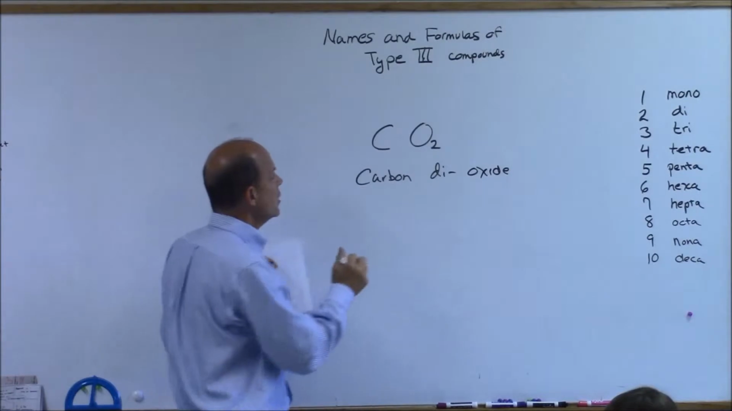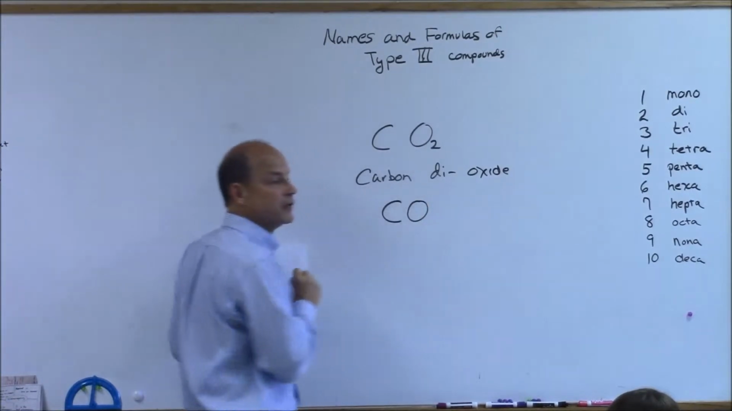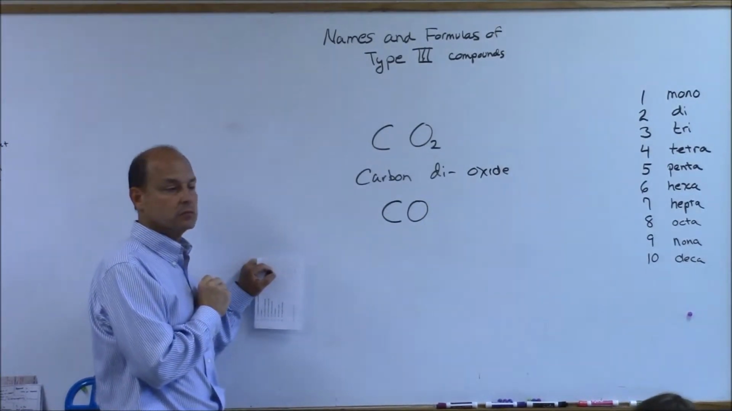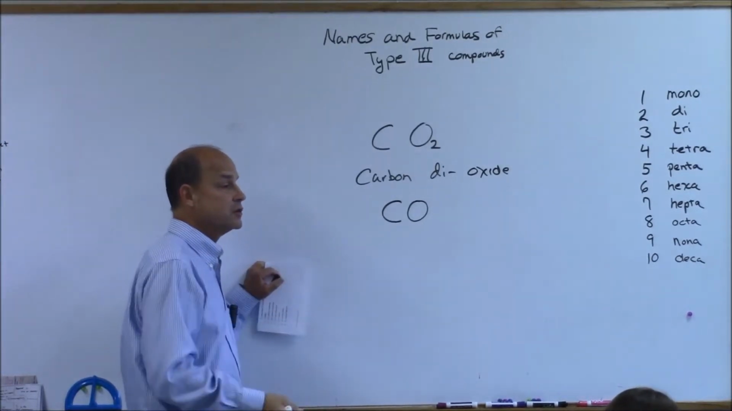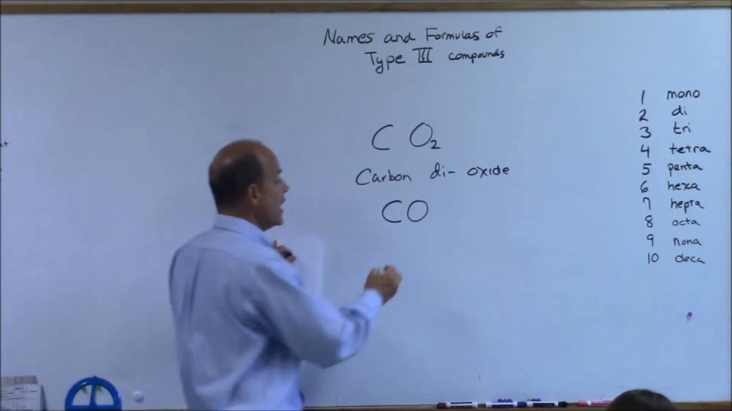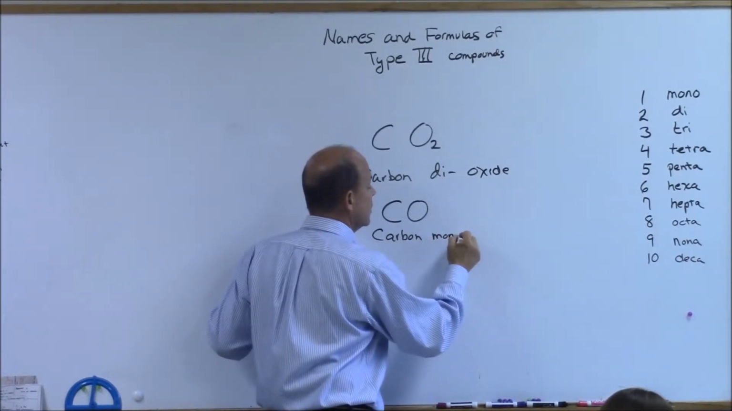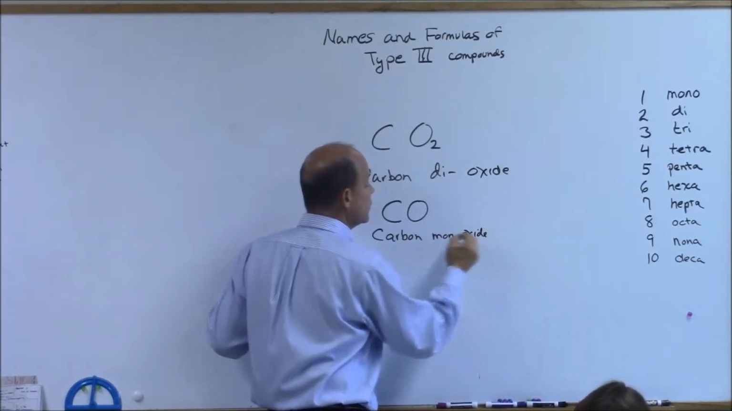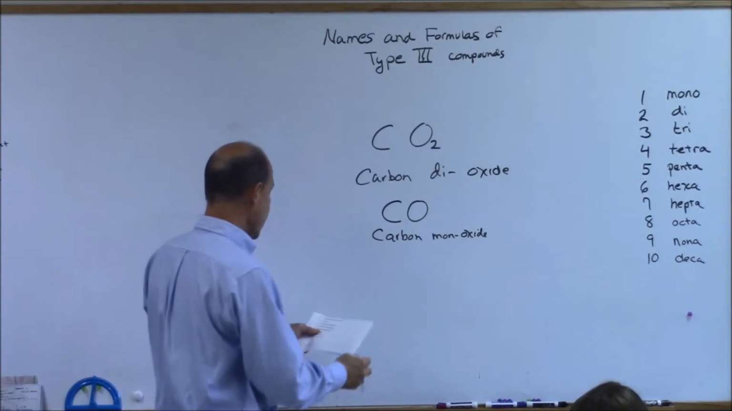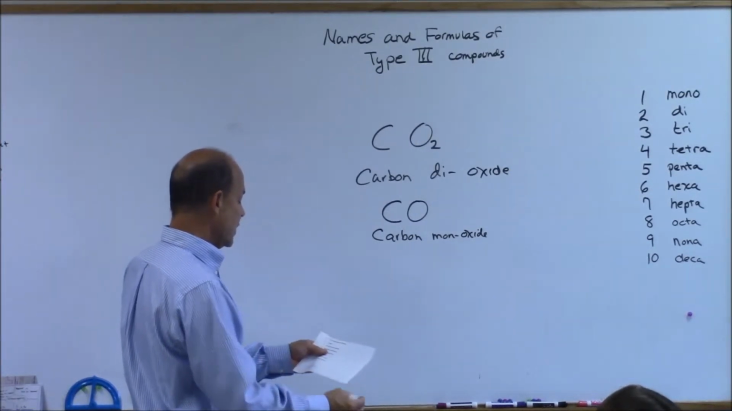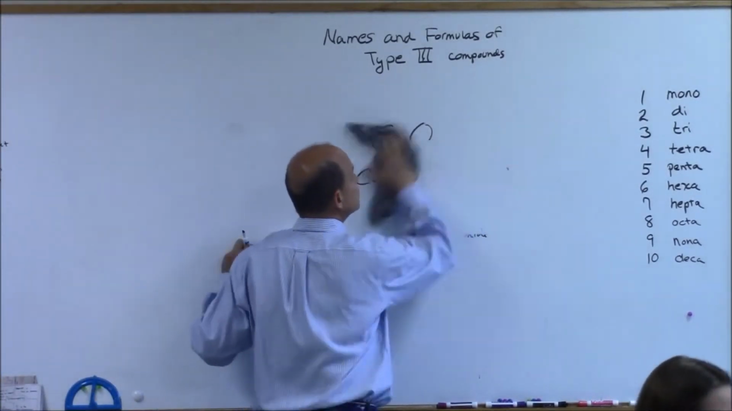Let's try another one. What if I said just CO? Carbon monoxide, right? That's if you run the car in the garage with the garage door closed, your car's putting out a lot of carbon monoxide. That's what's going to kill you, carbon monoxide. Monoxide. So there's just one oxygen there. Let me take some examples here. Let me get one where there's a prefix in front of both words. All right. Let's try this one and see if you can get it.